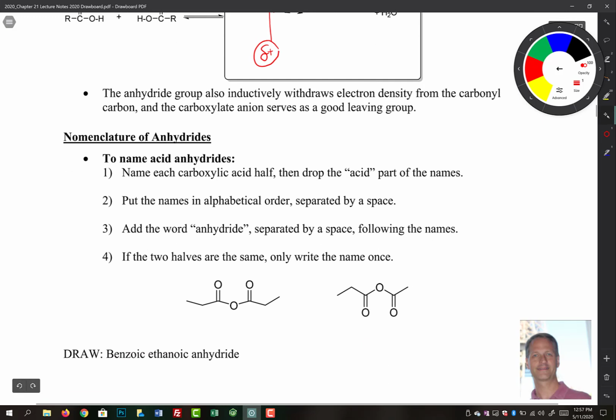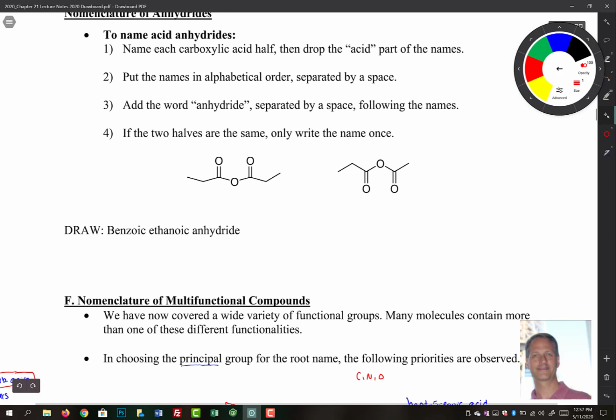Now, to name these, we're going to name each carboxylic acid half, and we're going to drop the word acid. We're going to put them in alphabetical order, and we're going to add the word anhydride there, and then if the 2 halves are the same, we're going to just write the name once. So here we have 1, 2, 3. So 3 carbons is prop, and if we name them as a carboxylic acid half, it'd be propionic acid. So because these are identical, it would be simply propionic anhydride. You could also call that propanoic too.